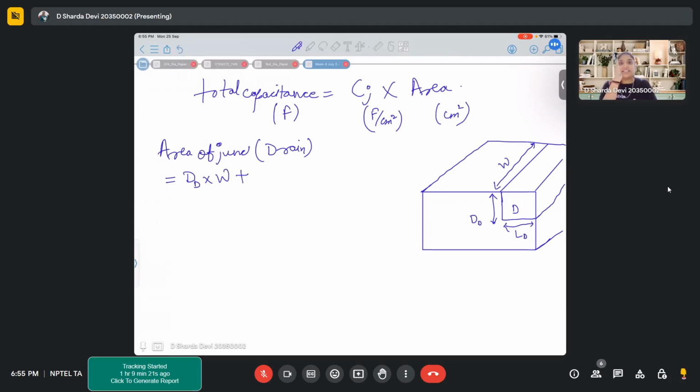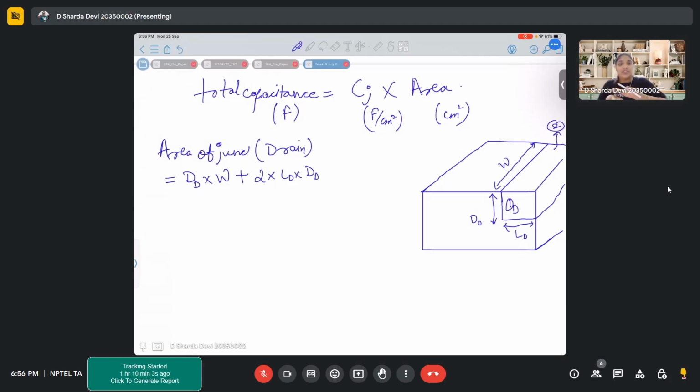now this surface is done. Next, which surface will come into picture? This surface will come into picture, right? The faces, like the drain depth into your length of the junction. Depth into length of the junction, which is this plane and the other plane. For this particular cuboid, this plane, face 1, and the backside face, that is face 2. So these two faces will also have your junction. So it is 2 times LD into DD.